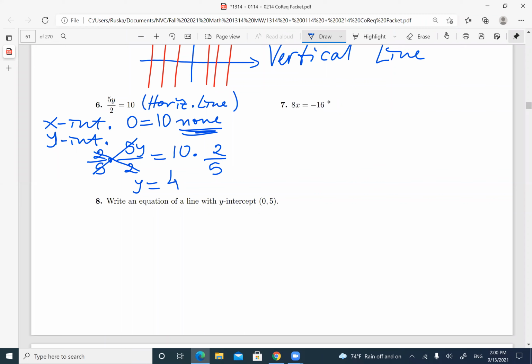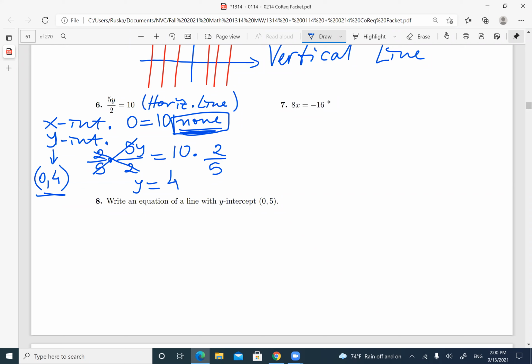So you're going to cross the y-axis at 4. So the y-intercept is going to be (0, 4). Okay? So no x-intercept, and the y-intercept is (0, 4). Make sense? Any questions on this? Okay, so let's go ahead and do the next one.